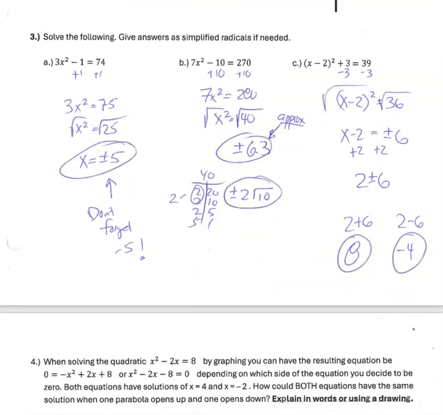On these ones, you would want to solve these. So first, on the first one, you add 1, you get 75. Divide by 3, you get 25. And when you square root 25, don't forget the plus or minus. You get x equals plus or minus 5. You could have solved that by graphing or factoring, but it's way better this way.